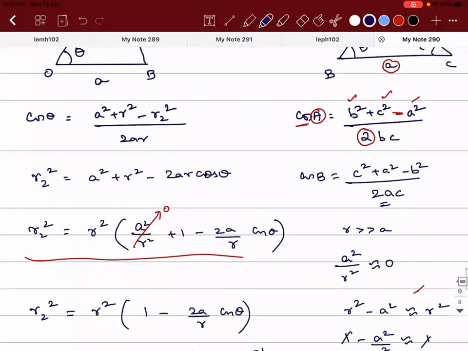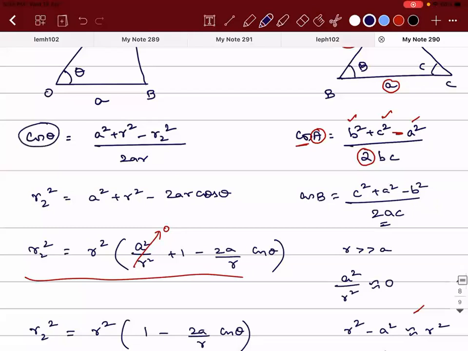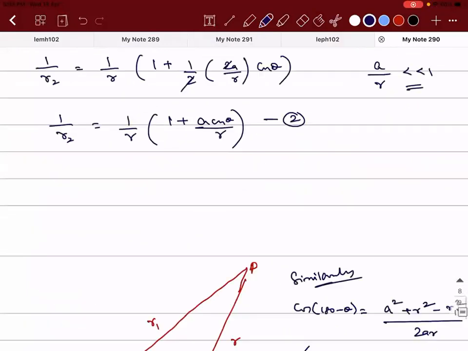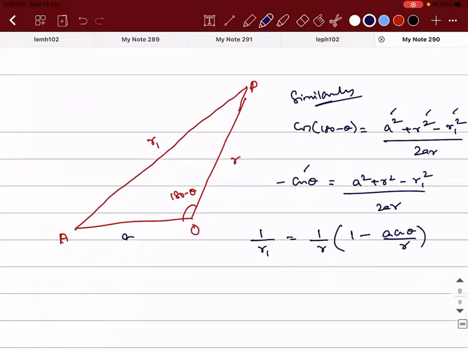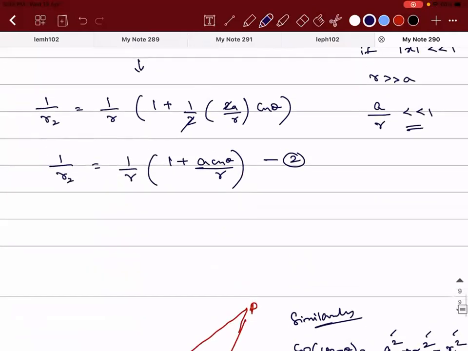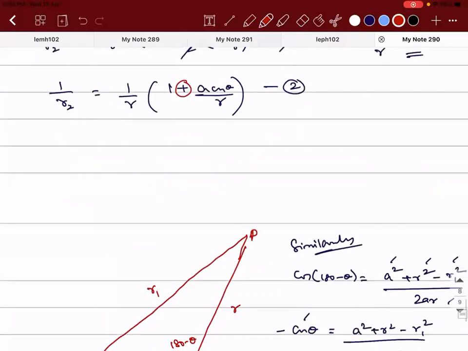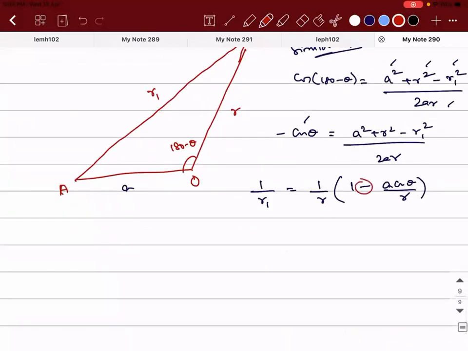See, here you started with cos theta. No? A square plus R square minus R2 square by 2AR. A square plus R square minus R1 square by 2AR. Right hand side is similar. But what is the left hand side on both the sides? In both the cases, there it is cos theta, here it is minus cos theta. So when you started with cos theta, what did you get? You got a plus. When you start with minus cos theta, you will get a minus. If you want, you can solve and see, you will still get it. That is up to you.